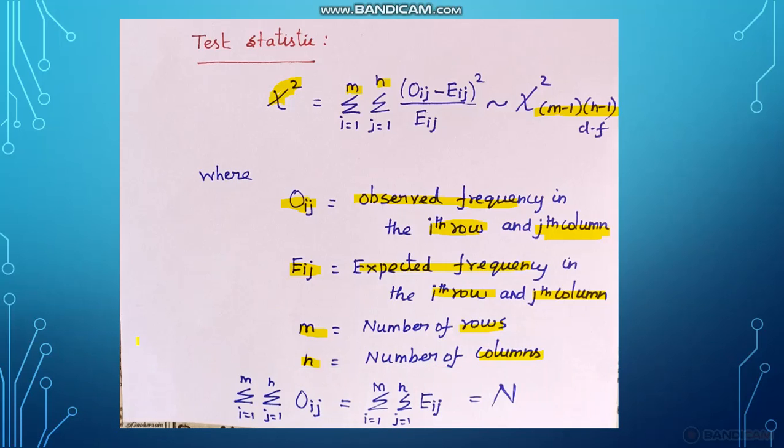The sum of all observed frequencies and the sum of all expected frequencies will be equal to n. Here n is the total frequency.